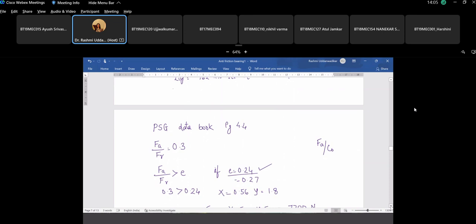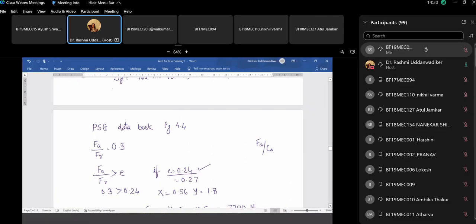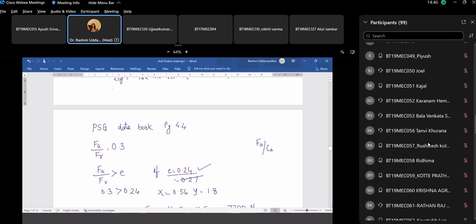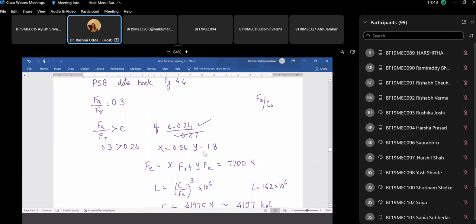So for E as 0.24, now our FA by FR, which happens to be 0.3, is greater than the value of E, which is 0.24. And for E as 0.24, for the last but one column, which is FA by FR greater than E, the value of X and Y are given. The value of X remains constant for all the values of E, which is 0.56. Value of Y is 1.8 for E as 0.24. So, this is as given in the design data book. We are using 0.24.